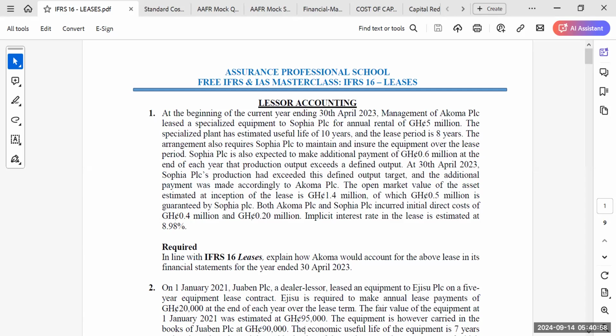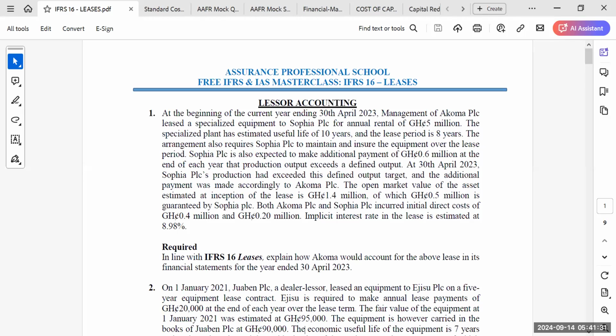Okay, let's come here. Is this particular one an operating lease or a finance lease? Finance lease. Okay, so you can see that they have added a statement to let you know that this is a finance lease. The arrangement requires Sophia PLC to maintain and also insure the equipment over the lease period. How many years is the lease period? 8 years. Okay.